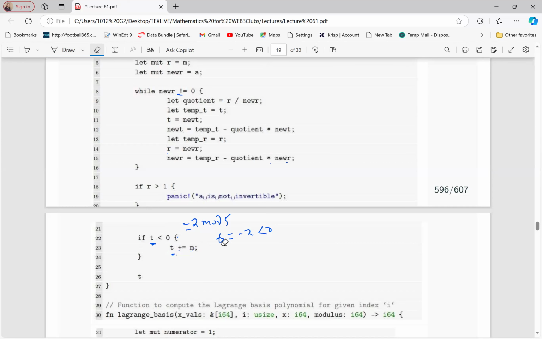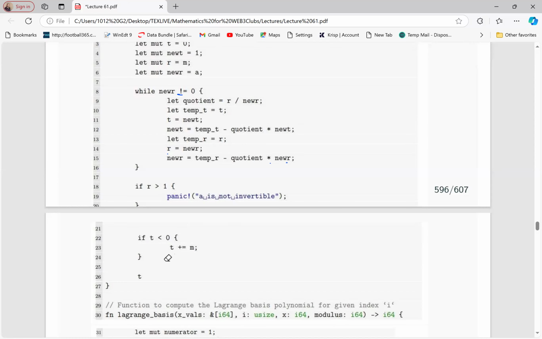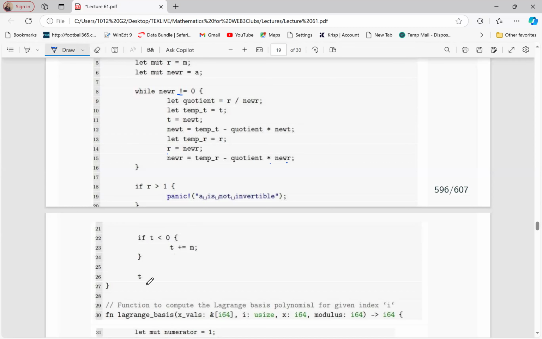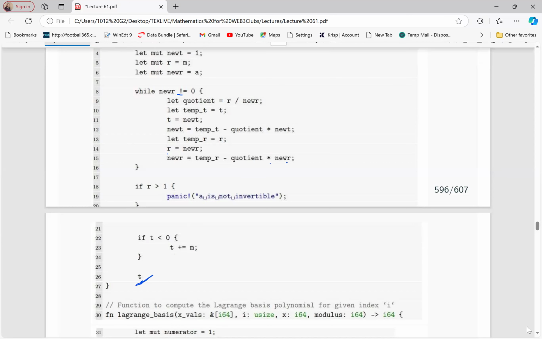That's what it means. So what it means is that sometimes you'll be getting inverses which are negative. But when you do that, add m to them so that you have a positive value. That's what it means. And then you exit with the t. You exit with the t after adding m.